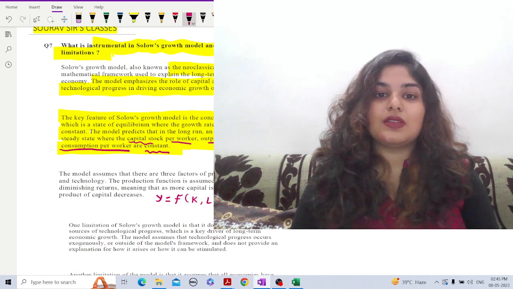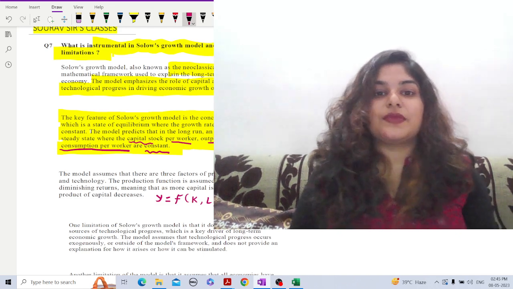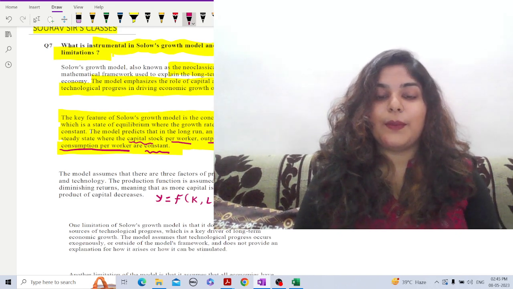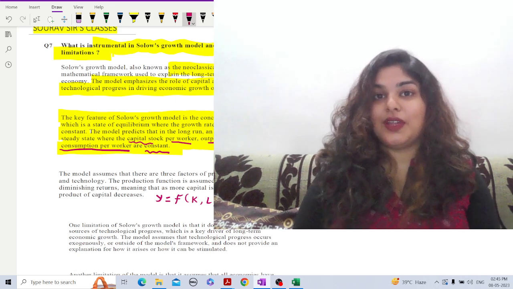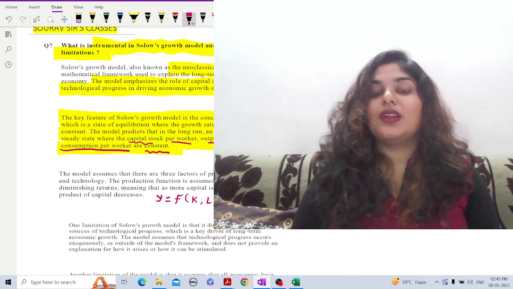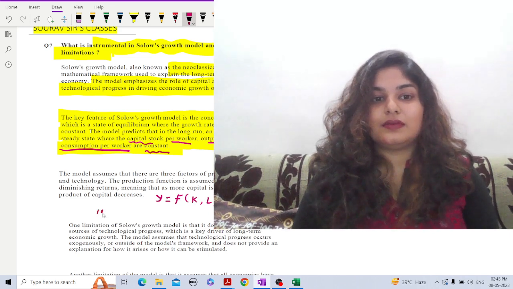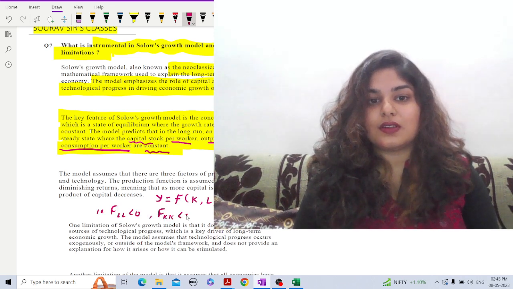Now here the assumptions are: MPK is positive, MPL is positive, and these two, that is MPK and MPL, are diminishing. That means the second derivatives are less than 0.